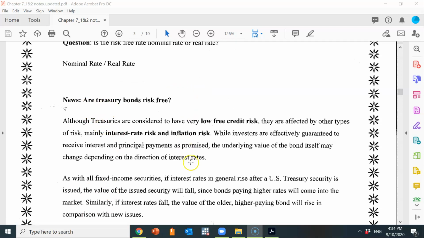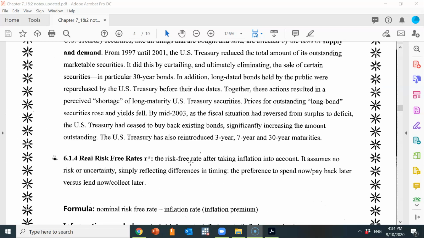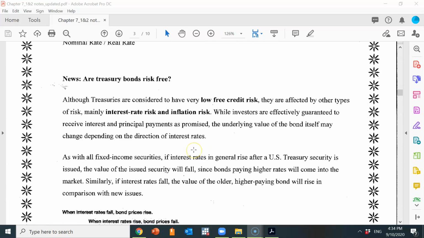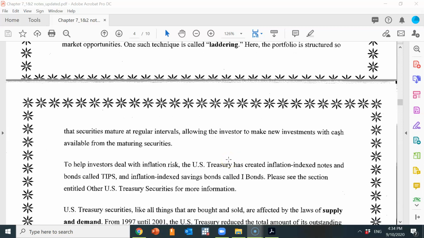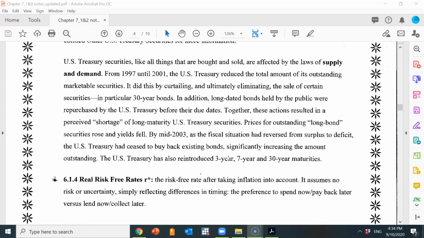Here's some additional reading in the news. It's kind of long, so you can read it yourself. This news is about whether treasury bonds are risk-free. Usually we say it's almost risk-free, especially for the short-term ones. They have very low credit risk, though they may have interest rate risk or inflation risk. You can read this paragraph on your own, with some additional information in the news about the risk of a bond or of a treasury bill.